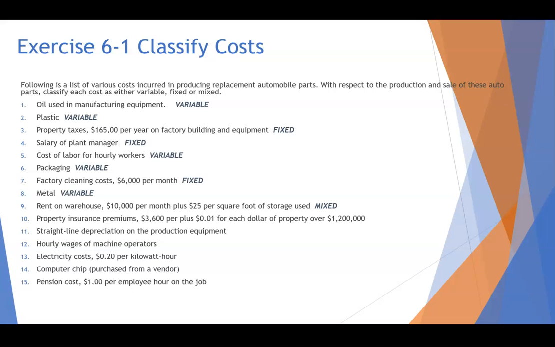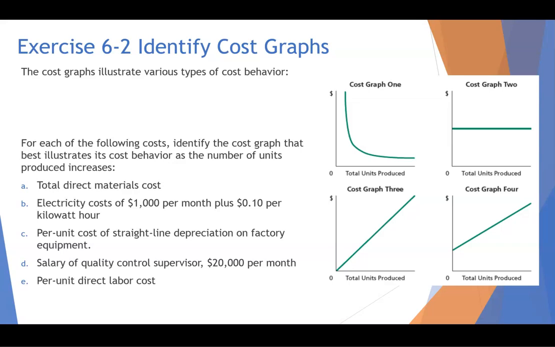Now this one also is going to be mixed. Insurance premiums: we've got a fixed amount, but then we have 1 cent on each dollar of property over 1.2 million. We know our straight line depreciation is fixed. It would be variable, the hourly wages of machine operators. The electricity costs are variable. The computer chips that we purchase from vendors are going to be variable. And our pension cost will also be variable.